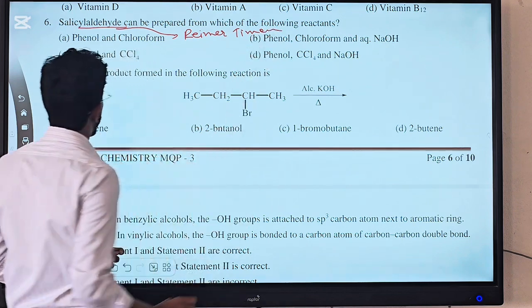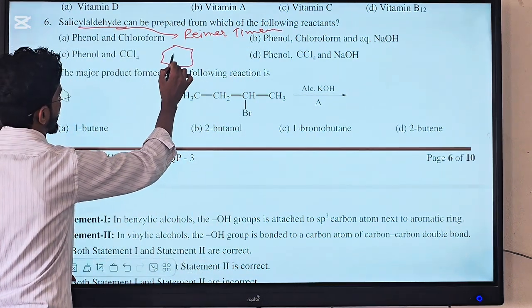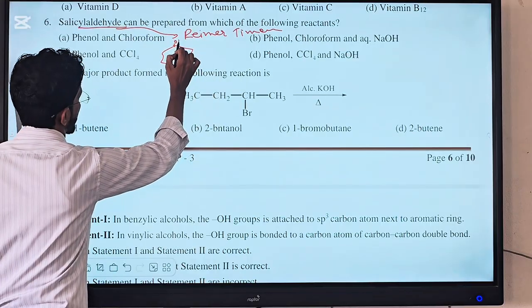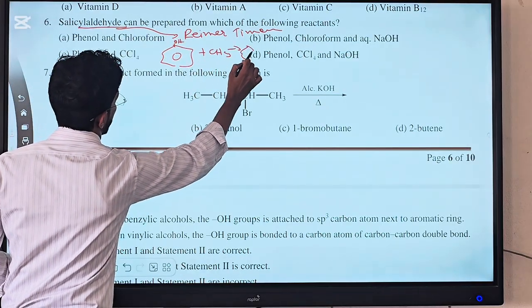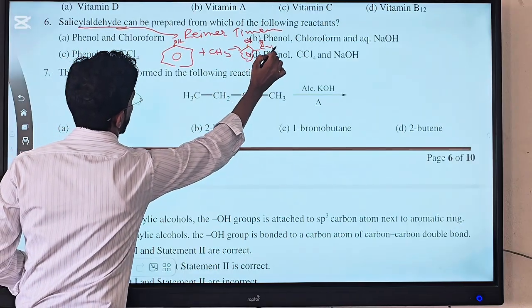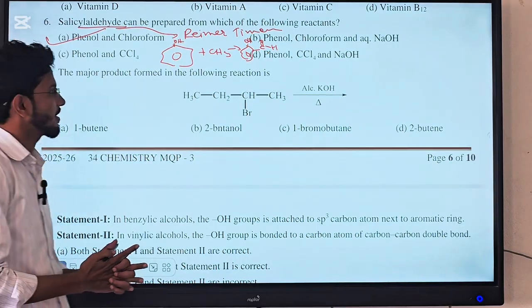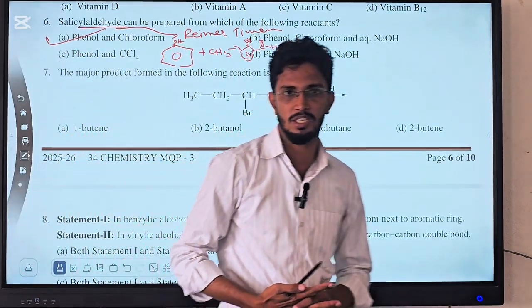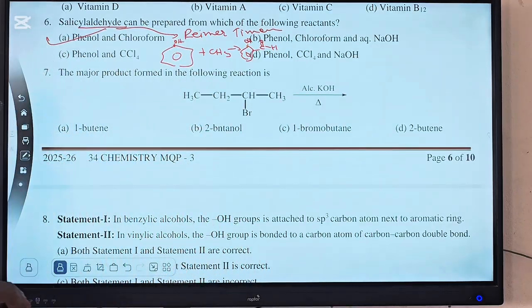Reimer-Tiemann reaction. Now, what happens in the Reimer-Tiemann reaction? Phenol reacts with chloroform, CHCl3, to form salicylaldehyde, with OH and a C double bond O group. This is phenol plus chloroform. The answer will be A. This reaction is named the Reimer-Tiemann reaction, an important name reaction. Okay, now let's see the next question.